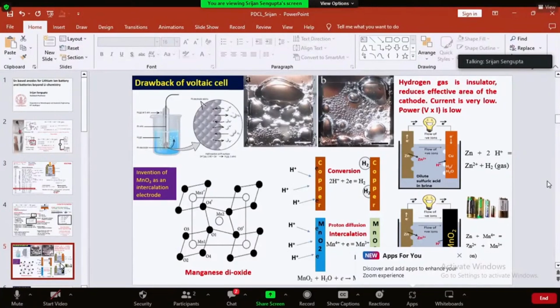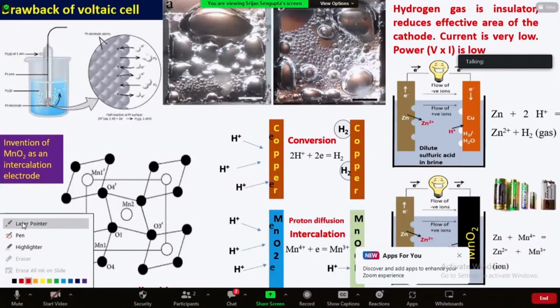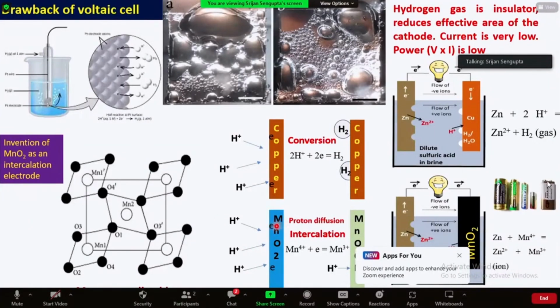This power was increased by the invention of one material called manganese dioxide. So what does this material do? If you replace the copper with manganese dioxide, what happens? Initially, hydrogen was getting converted into H2 gas. This time, when the electrons come, they will reduce the manganese 4 plus to manganese 3 plus. So there will be a charge imbalance in the structure, and it can incorporate one proton inside it.